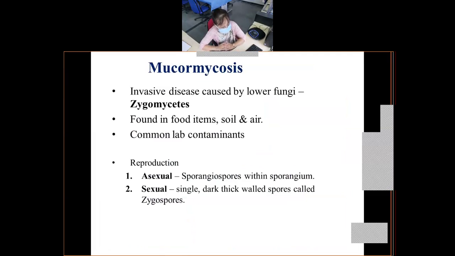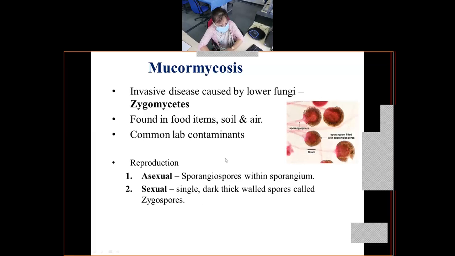Then we have another entity which we call mucormycosis. Now these are basically the invasive diseases which are caused by zygomycetes. These zygomycetes again are ubiquitous in nature. They can be present in soil and air, and again they are very common lab contaminants. When you talk about the reproduction of these zygomycetes, they can have both sexual as well as asexual types of reproduction.